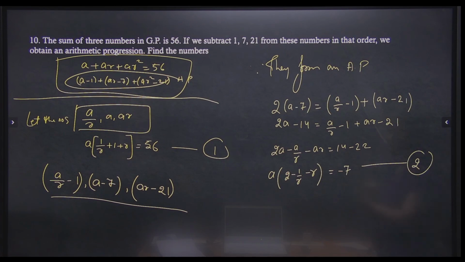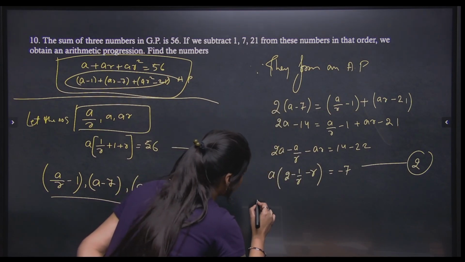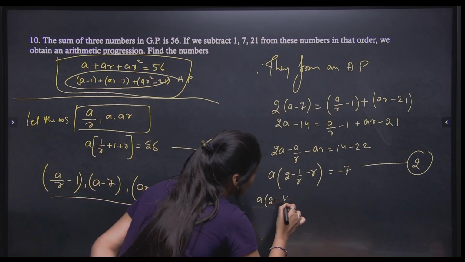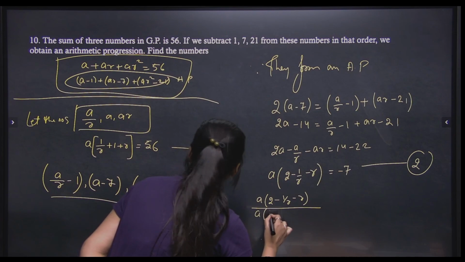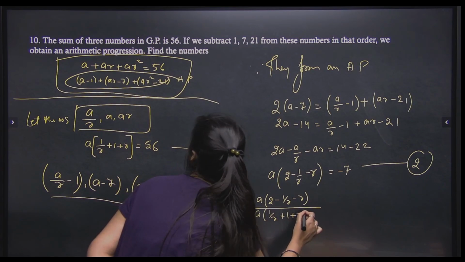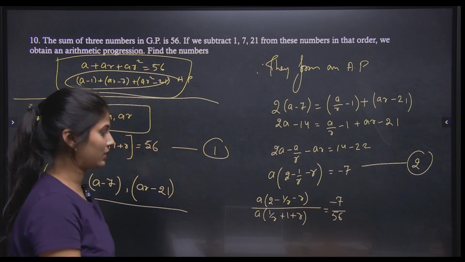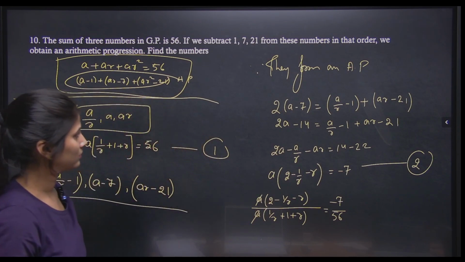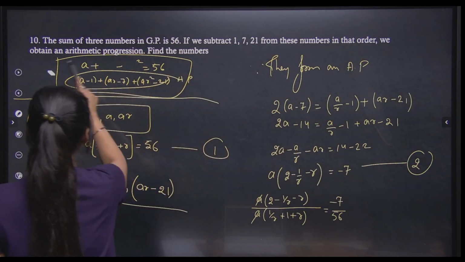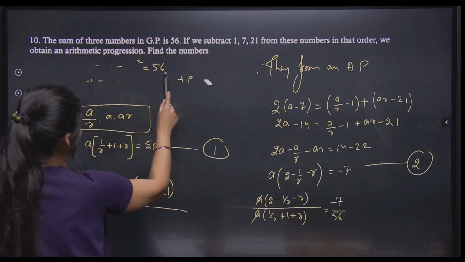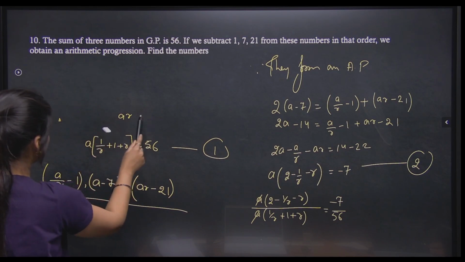Now if I divide equation 1 and 2, then we can cancel out the a part. So I'm writing it in that manner only. a(2 - 1/r - r) divided by a(1/r + 1 + r) is equal to -7/56. Okay, cancel out. Okay, we will proceed further. I want to solve this question in this sheet only. So let's proceed from that side.